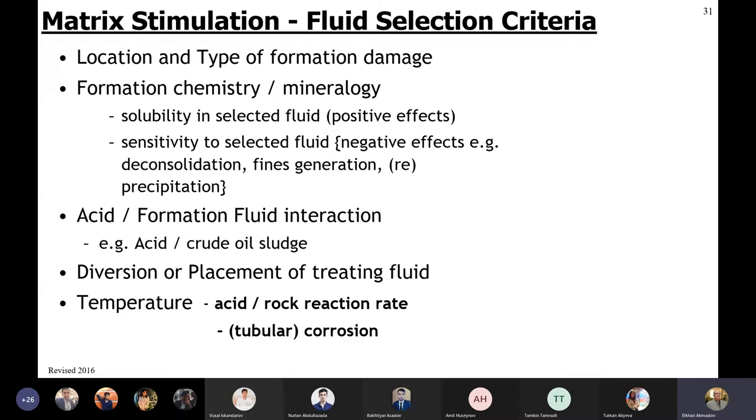How it will affect, as we talked about, fines generation, precipitations, or cement, the dissolution of the cement material, acid-crude oil reaction, and diversion of placement of the treating fluid.